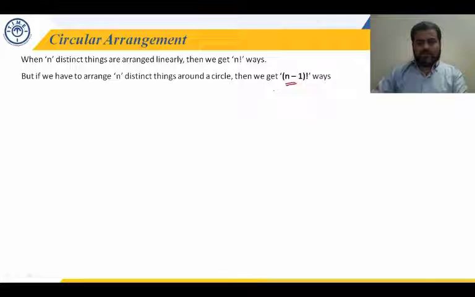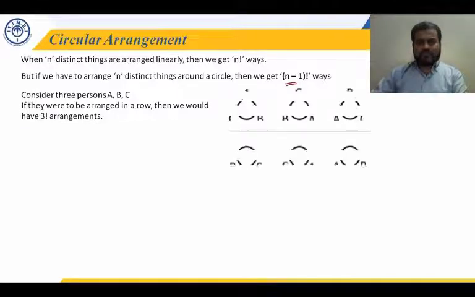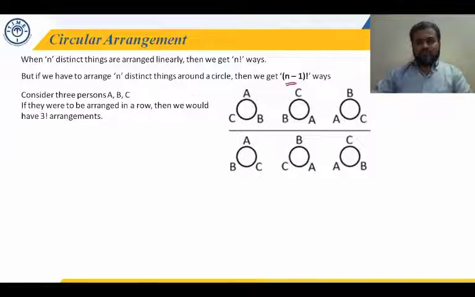Fine. Why is that so? Let us understand with an example. Suppose we have 3 persons A, B, C. If they were to be arranged in a row, then how many arrangements do we have? If they were to be arranged in a row, meaning linear arrangement, then we would have 3 factorial ways, right? Because these are 3 distinct things to be arranged in a row. That means 6 ways, right? 3 factorial means 6 ways. So if I have to do those 6 arrangements in a circle, then these are those 6 arrangements. Okay.